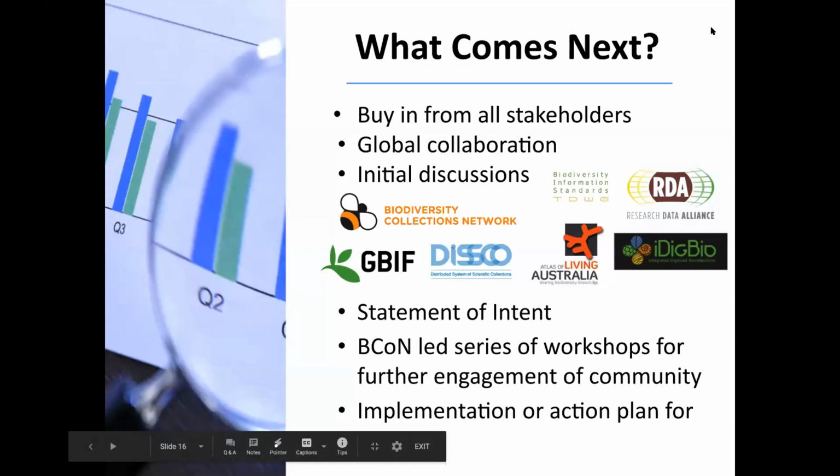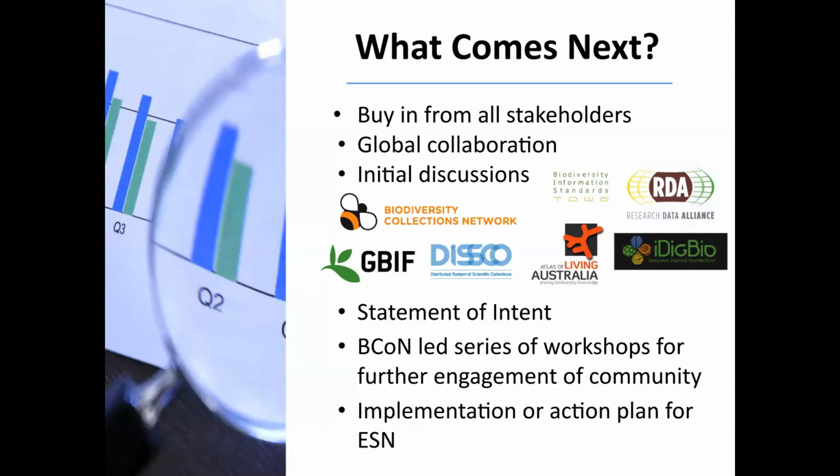We obviously need buy-in from all stakeholders. We need a global collaboration across all of these different players that are involved in this landscape in order to be able to bring about this concept of an open digital specimen or an extended specimen network that will be applicable to all collections around the world.